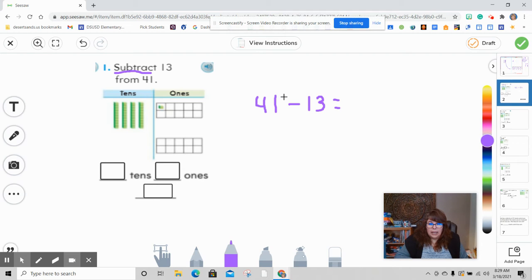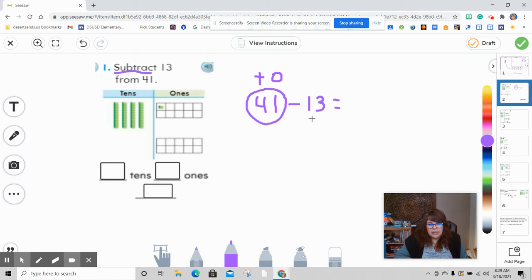So I circle 41 because that's the number I have to start with. I know it has 2 digits, the tens place and the ones place. So I'm going to put T and O. And then I go 4 tens. See how it has 4 tens? And 1 one, 1 one, 1 one, 1 one. Okay, that's cool.